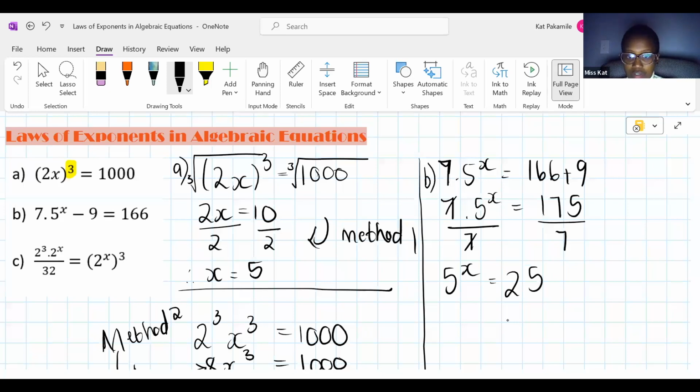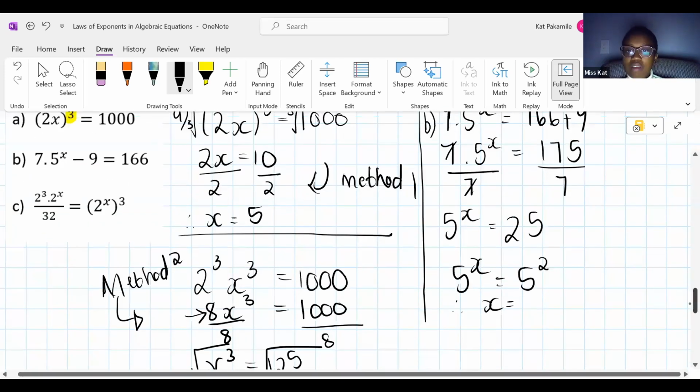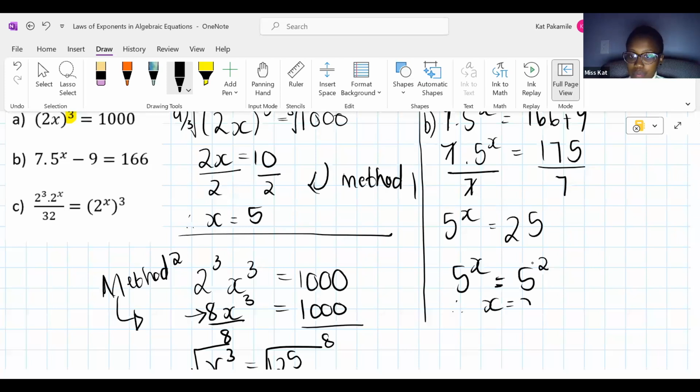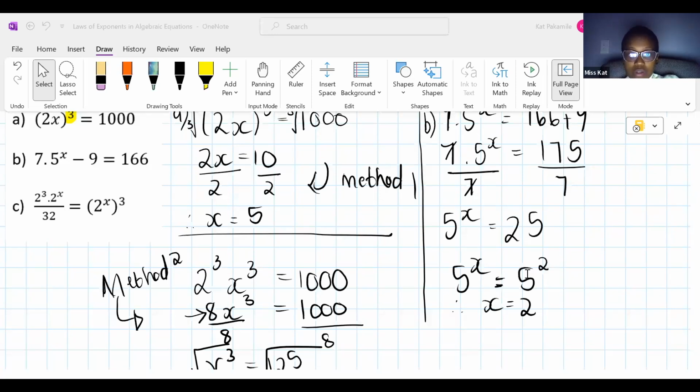Okay, so let's just say 5x equals 5 squared. Therefore, x is how much? If 5 to the power of something is the same as 5 to the power of 2, then x is 2. The bases are the same, so the exponents are the same. Therefore, x has to be 2. Do you see? Remember, the x is not in the base this time, it's in the exponent. There we go. Thank you very much. That was brilliantly done.